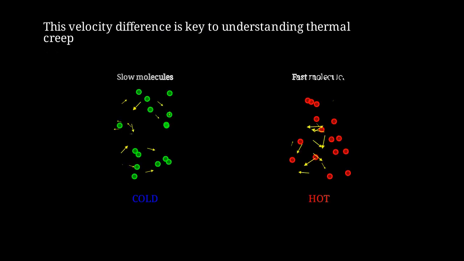On the left, we have cold gas with slow-moving molecules shown by short arrows. On the right, we have hot gas with fast-moving molecules shown by longer arrows. The velocity difference is dramatic. The velocity distribution of gas molecules follows the Maxwell-Boltzmann distribution. This is fundamental to understanding molecular behavior.